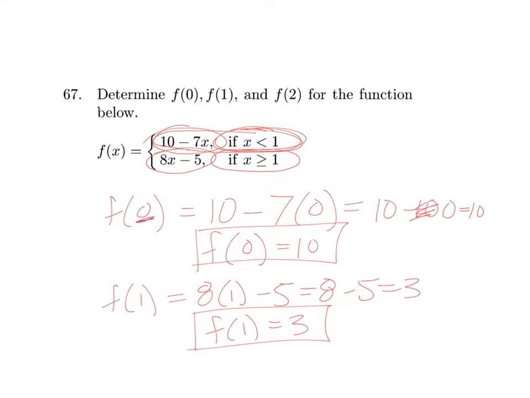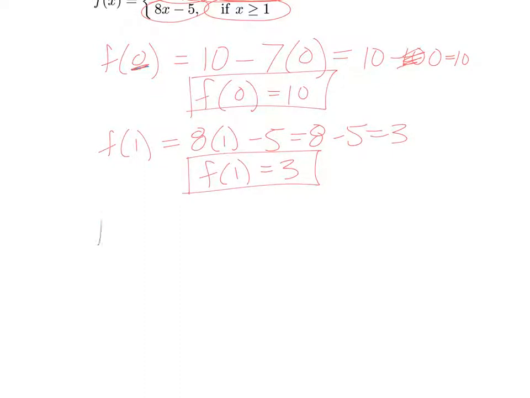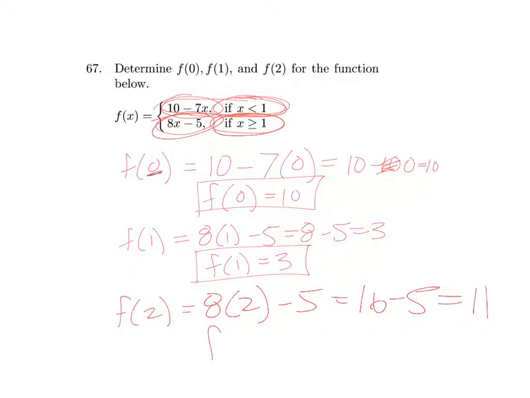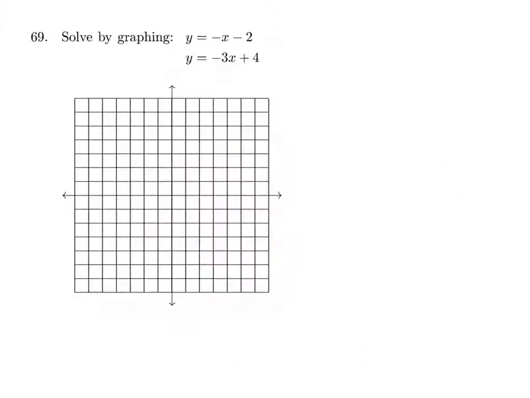Alright, then I have f of 2. So in this case, 2 is greater than or equal to 1. I use the second expression once again. 8 times 2 minus 5 is equal to 16 minus 5, which is 11. f of 2 equals 11. Alright, that's it. On to the next problem.